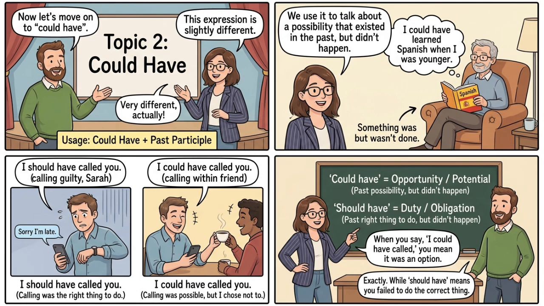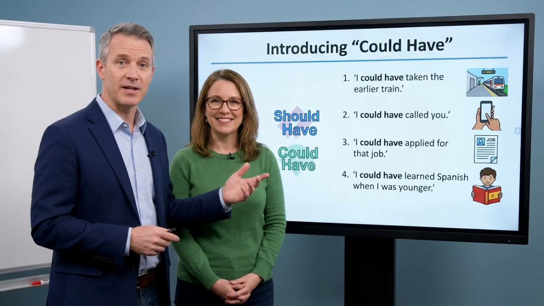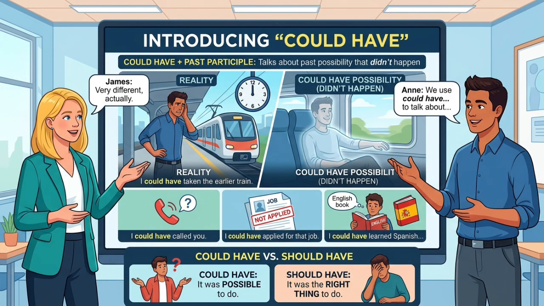Let's hear some examples. I could have taken the earlier train. I could have called you. I could have applied for that job. I could have learned Spanish when I was younger. Notice the difference. When I say I should have called you, I'm saying calling was the right thing to do.